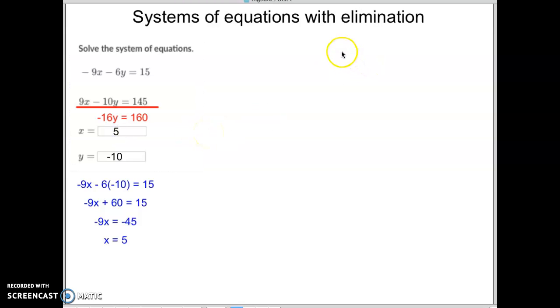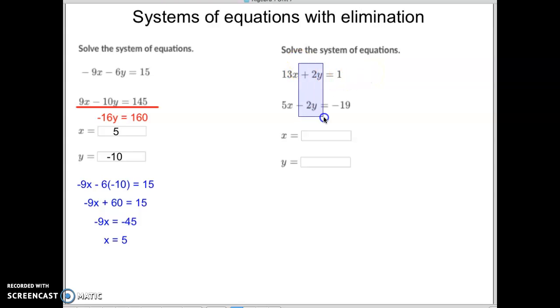Let's do one more. Again, looking for a variable that will eliminate. You should fairly quickly notice that the y's, we have a positive 2y and a negative 2y. They will eliminate each other. So let's eliminate them. And our x's, 13x plus 5x is 18x. And 1 plus negative 19 is negative 18. Divide both sides by 18 and we get x equals negative 1.